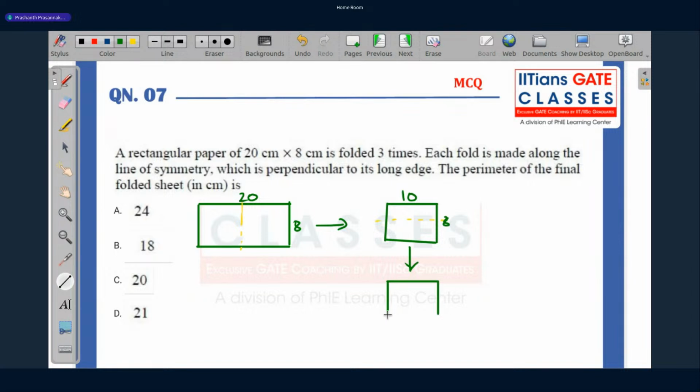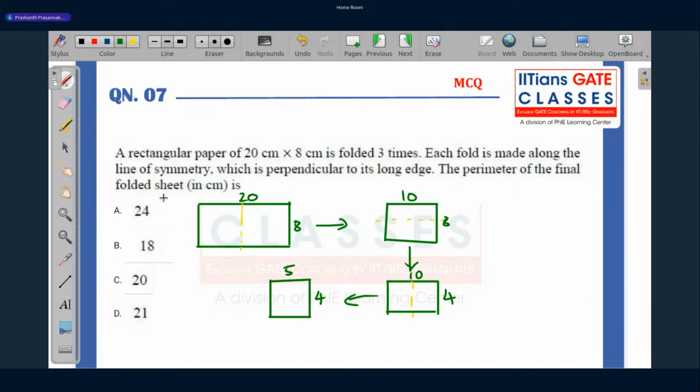And remains the same. This other side becomes 4. And doing it again. I have 5 and 4. Okay. So 1, 2, 3, 3 times I folded. The sides have become from 20 and 8 to 5 and 4.